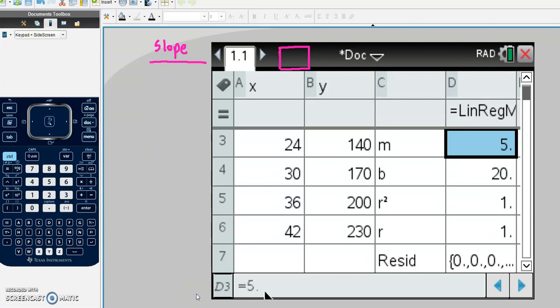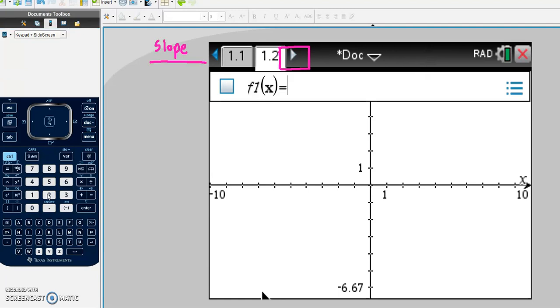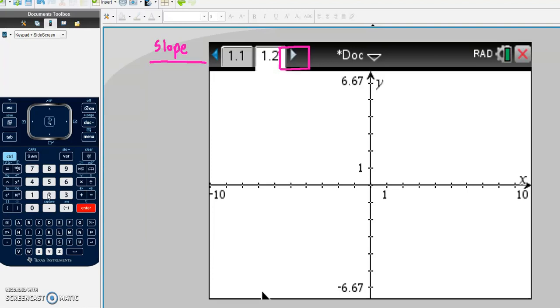So that means I'm going to go to a new document page. I'm going to do Control Doc, so I'll get to a new page. I want a graph, so it's number 2. And right here I'm just going to type it in. Remember the f of x just means my y, and so it was y equals -7. So I'll type -7 and then I'll hit enter.